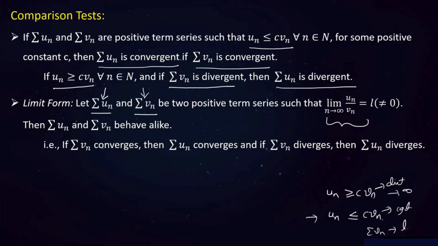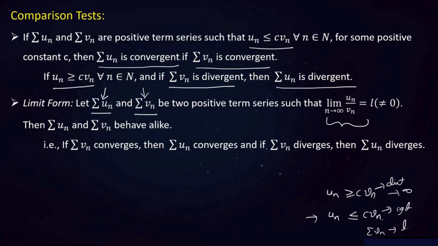When this limit is a finite and non-zero value, you can understand when the limit will normally be zero: either vn is infinity or un is zero. In either case, the limit will be zero. Understand it that way. When vn approaches infinity, it is normally a divergent series. And when un approaches zero, it is a convergent series. So when you have two different series, you will normally get the limit as zero.